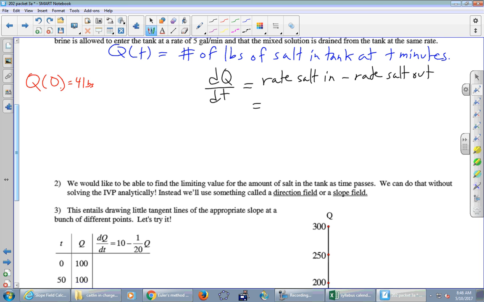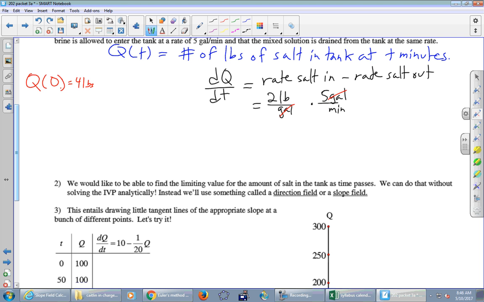The rate at which the salt is coming in is equal to, I'm going to multiply two fractions together here, so check this out. How salty? There's a density given to us for the water coming in. What is it? 2 pounds of salt per gallon, right? And then what's the rate at which that salt water is coming in? It's 5 gallons per minute.